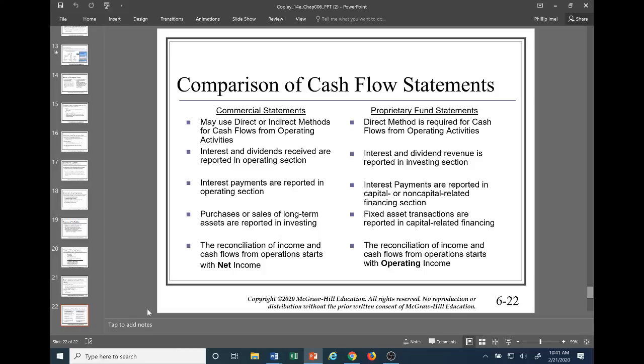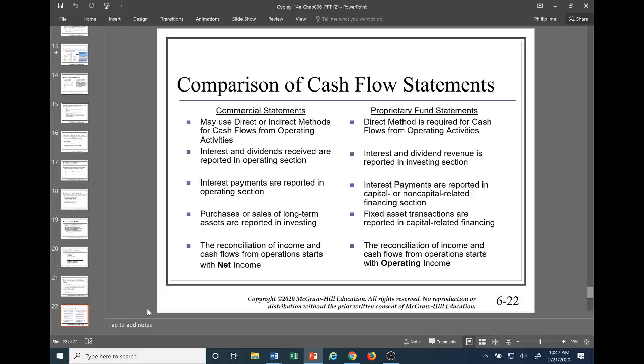Back to commercial statements. Interest and dividends received are reported in the operating section, right? They consider that operating income. Interest and dividend revenue is reported in the investing section under GASB. So that's kind of easy. That makes sense, really, if you think about it. The interest and dividend revenue is reported under investing, because when you think of interest and dividends, you kind of tie that to investments, right? So it's kind of easy there.